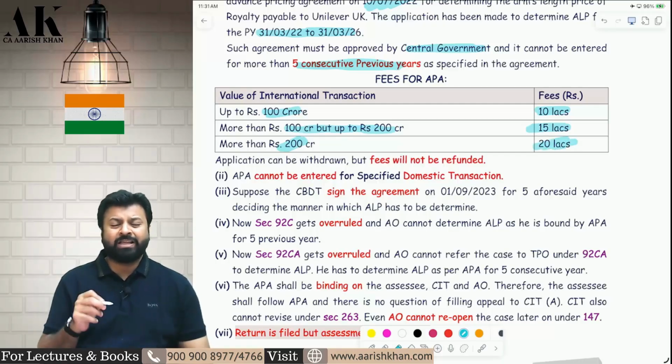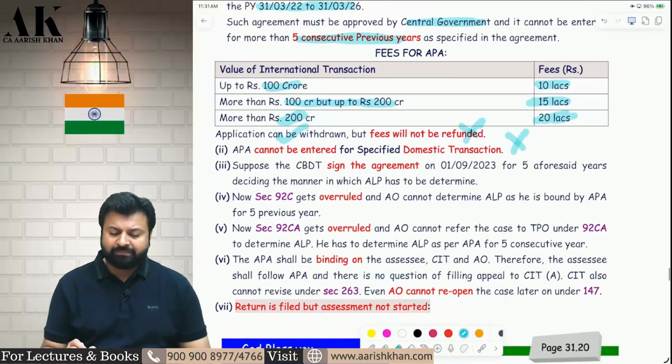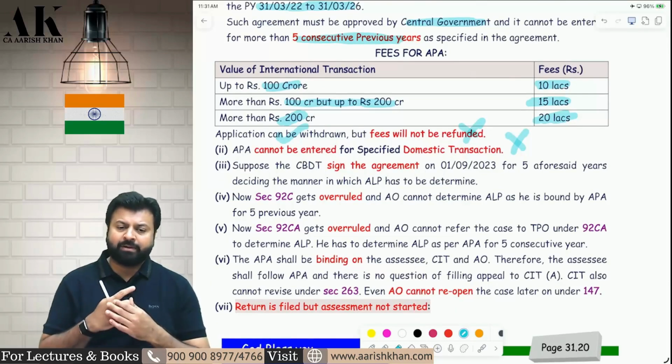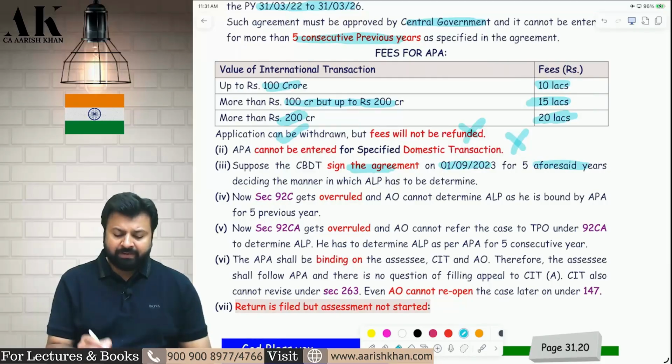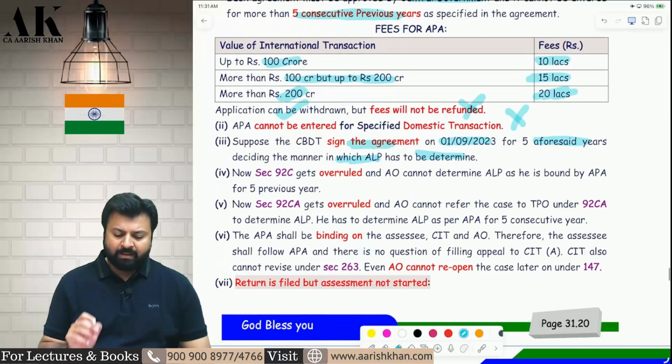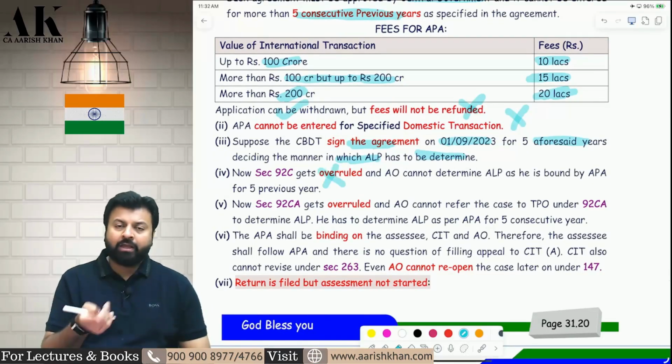Can I withdraw the application? You can withdraw the application after making it, but the fees is not refundable. You will not get a refund of the fees. Further, as I have told you, specified domestic transactions are not covered in this agreement. Now, once the agreement is signed, suppose the agreement is signed on 1st September 2023 for 5 consecutive PYs, then the agreement will tell you either the manner or the amount. This will overrule 92C. Therefore, AO will not come into the picture.